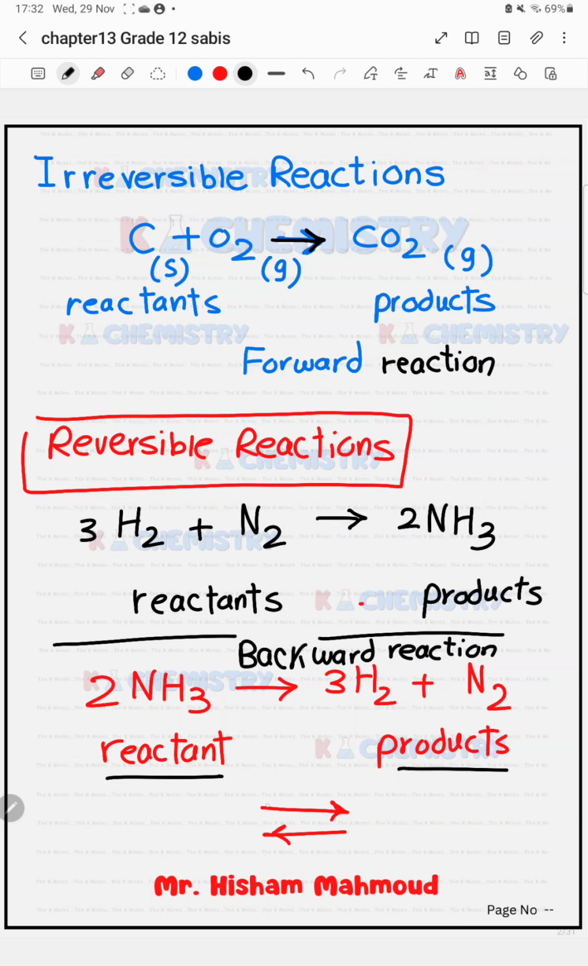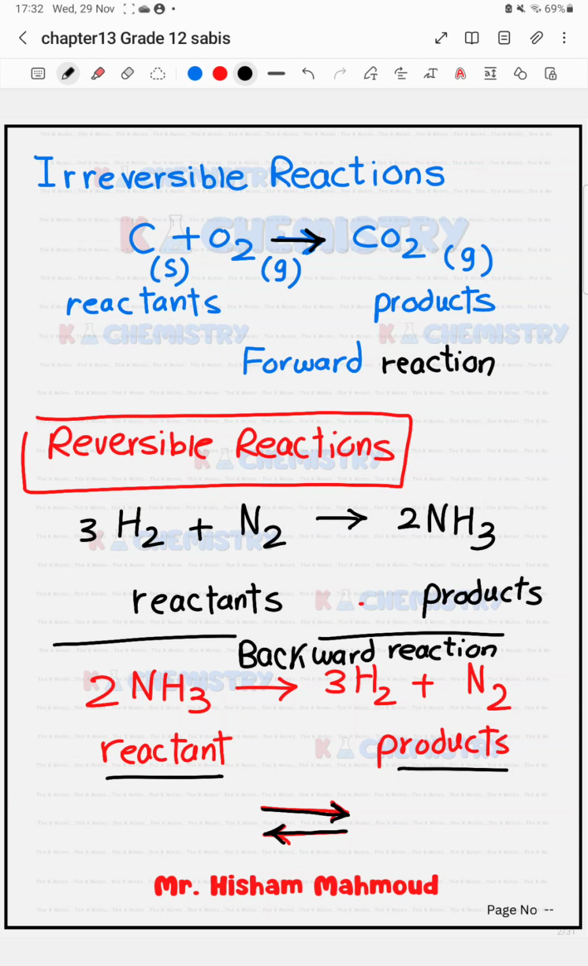So this means the reaction can go in two directions. It's a reversible reaction. It can go in the forward direction, and at the same time it can also go in the backward direction. And both of them happen at the same time. We call these reversible reactions. Take care, this is not equilibrium.